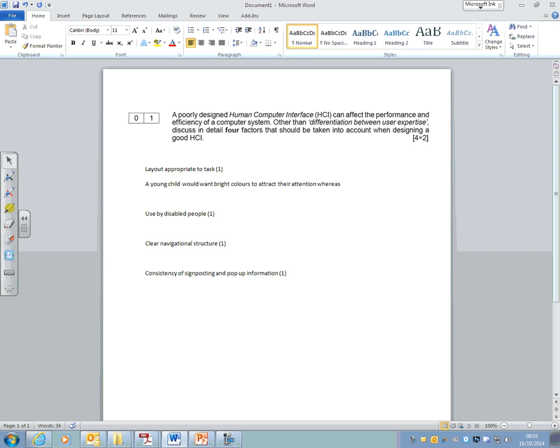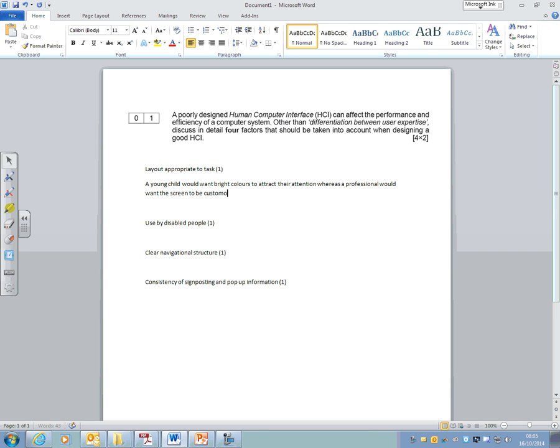And then you need to give a comparison of a professional. And we can talk about any of those points. I'm going to talk about the screen being customizable. Okay, so there's your second point. Used by disabled people, we've talked about loads of these examples. You can use any that you want. I'm going to say Braille keyboards for blind people. So, blind. But again, any HCI solution on the disability that it's for would get you that second mark there.